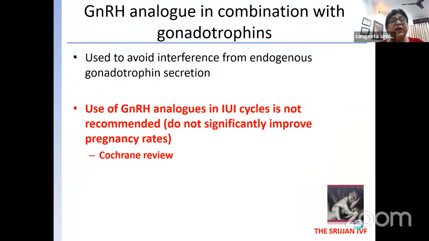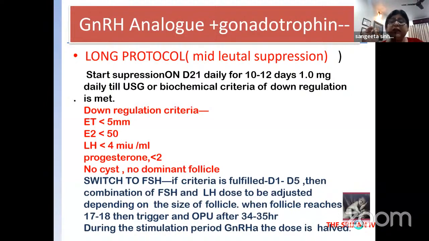For the IVF, we have a battery. Now we have all mostly shifted to the antagonist cycle. Again, whether you are going for stimulation for IUI or for IVF, the baseline is the same, either the baseline blood marker or the baseline ultrasound marker. This will be no dominant follicle, AFC less than 4, endometrial thickness less than that. So this criteria should be fulfilled. Either you are going for the long protocol or you are going for the antagonist protocol.